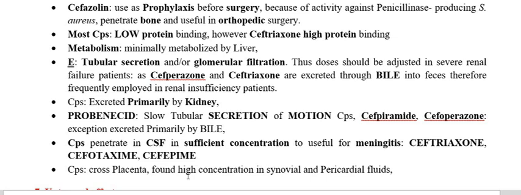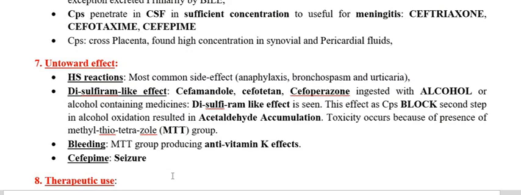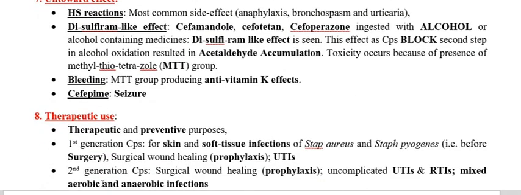Cephalosporin drugs also cross the placenta, and they reach a higher concentration in the synovial as well as the pericardial fluid. Now we have to go through the untoward effects. The untoward effects of cephalosporin are very, very important. Why is this important? Because similar to penicillins, cephalosporins also possess hypersensitivity reactions, like anaphylaxis, bronchospasm, and urticaria.